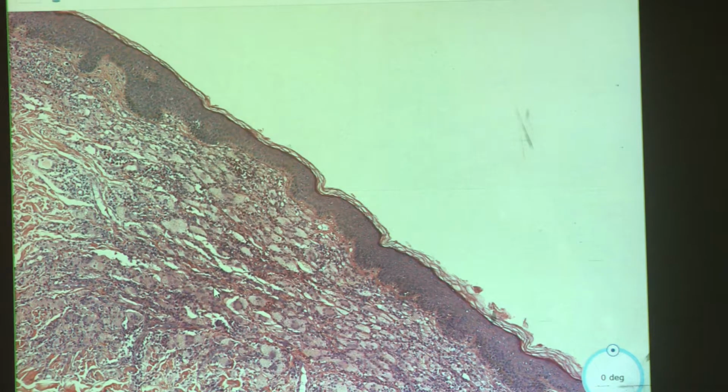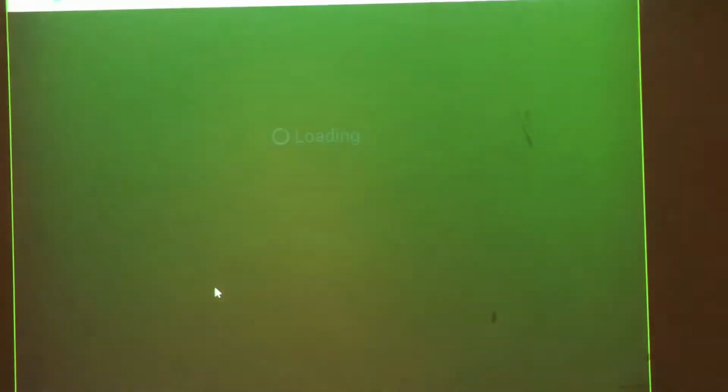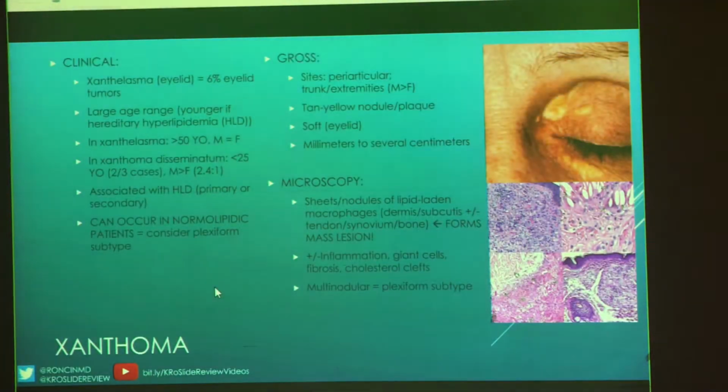Well, let's go with the title of this topic, the eponymous xanthoma. Okay. Excellent. So yes, this is xanthoma. A lot of us learn things like xanthelasma, which is when it involves the eyelid, and that's actually 6% of eyelid tumors will be xanthelasmas.